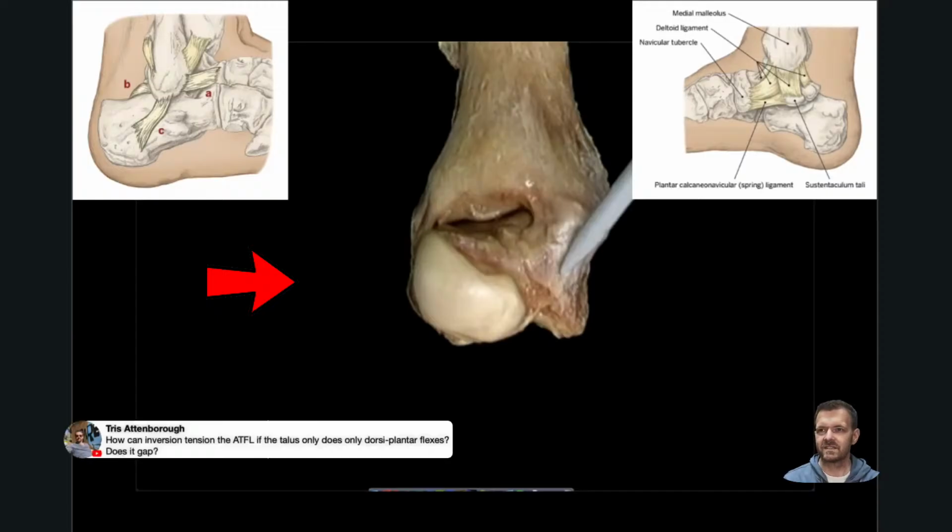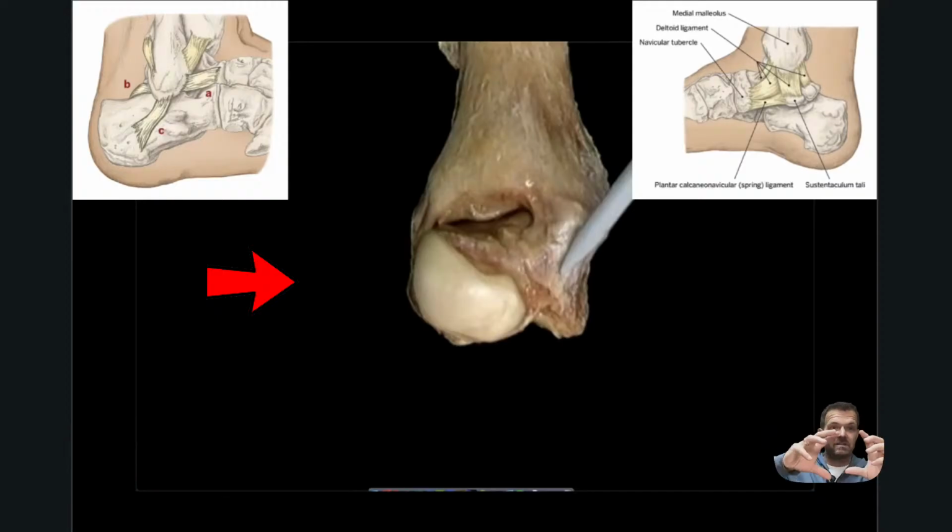That's a really good question. How can inversion tension the ATFL if the talus only does plantar flexion, dorsiflexion? It only does that when it breaks. So as it goes down and then you just can't control the inversion, you'll reach the end of inversion for the subtalar joint, and then because of that movement and the twist on the ligament, that stresses the ligament so much that the ligament breaks.